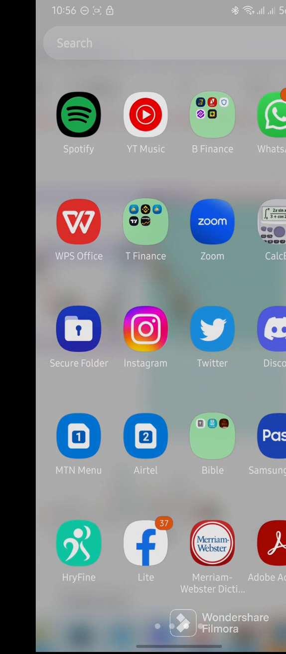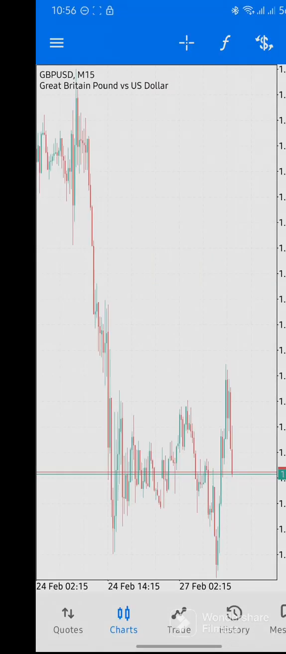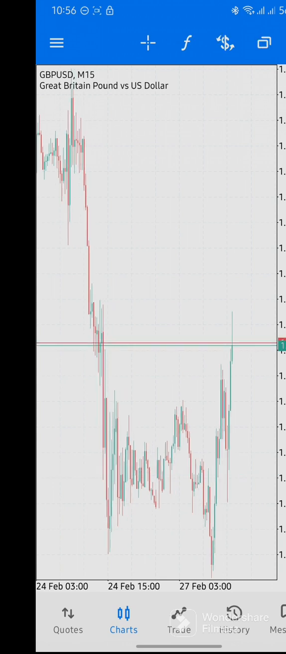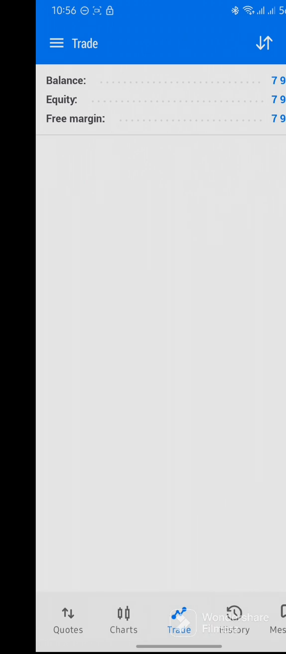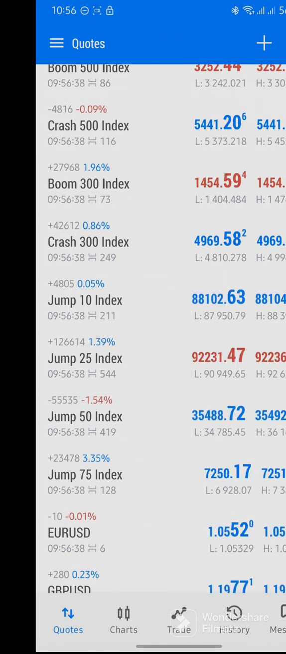Okay, let me use MetaTrader 5 as an example. So this is MetaTrader 5 now. Okay, nice, nice. Price is moving well. So let me go to the quotes, where you see the quotes.